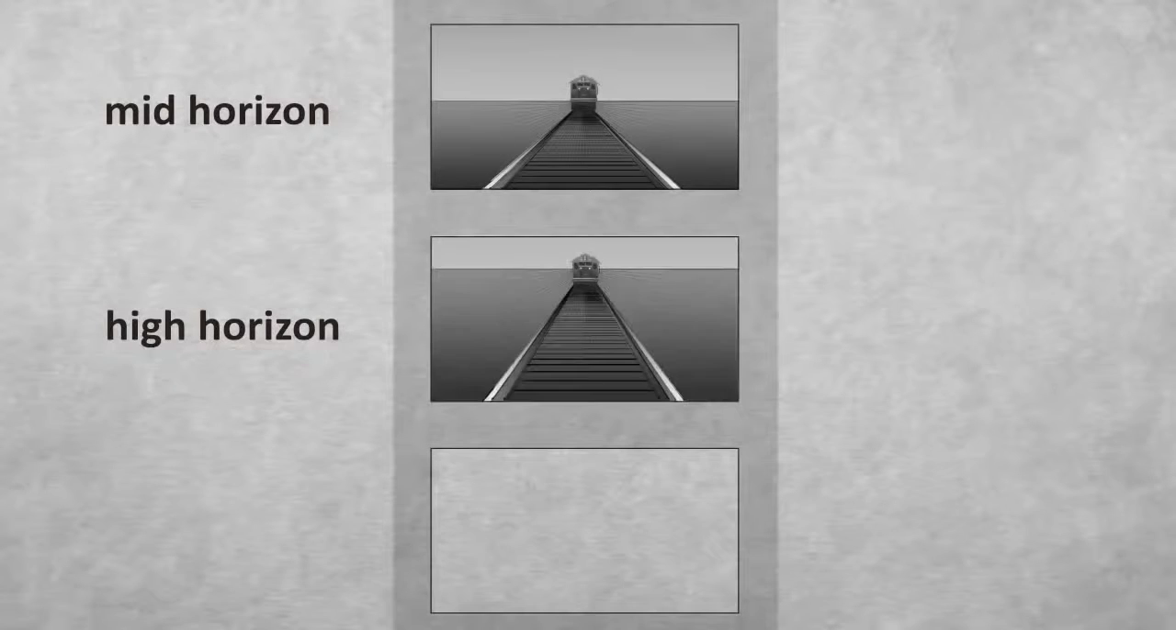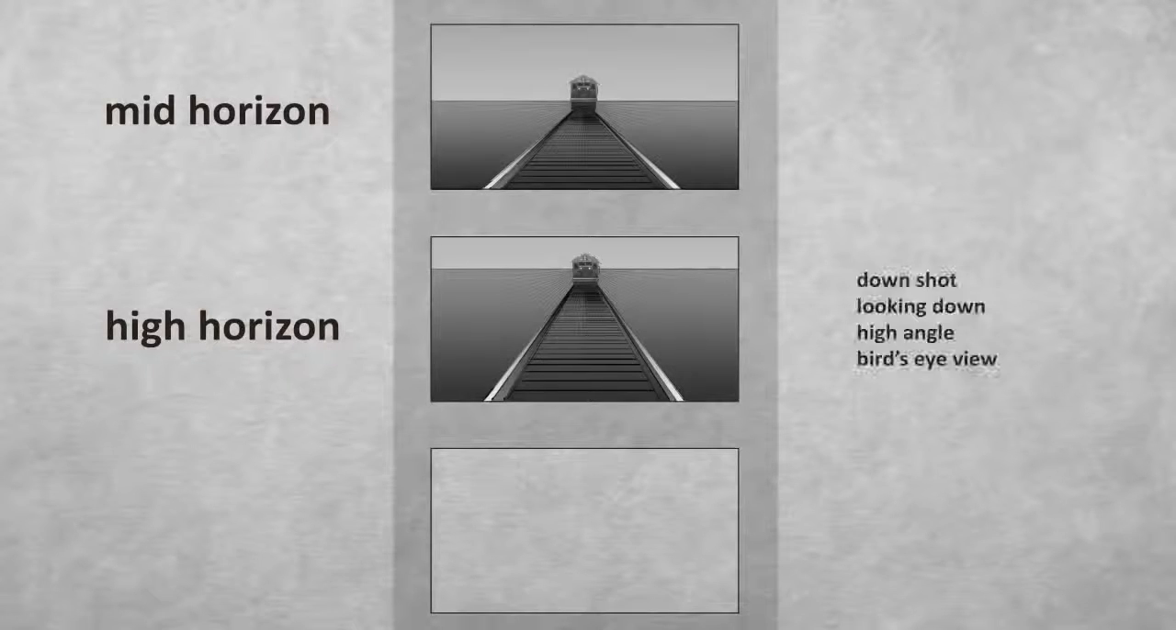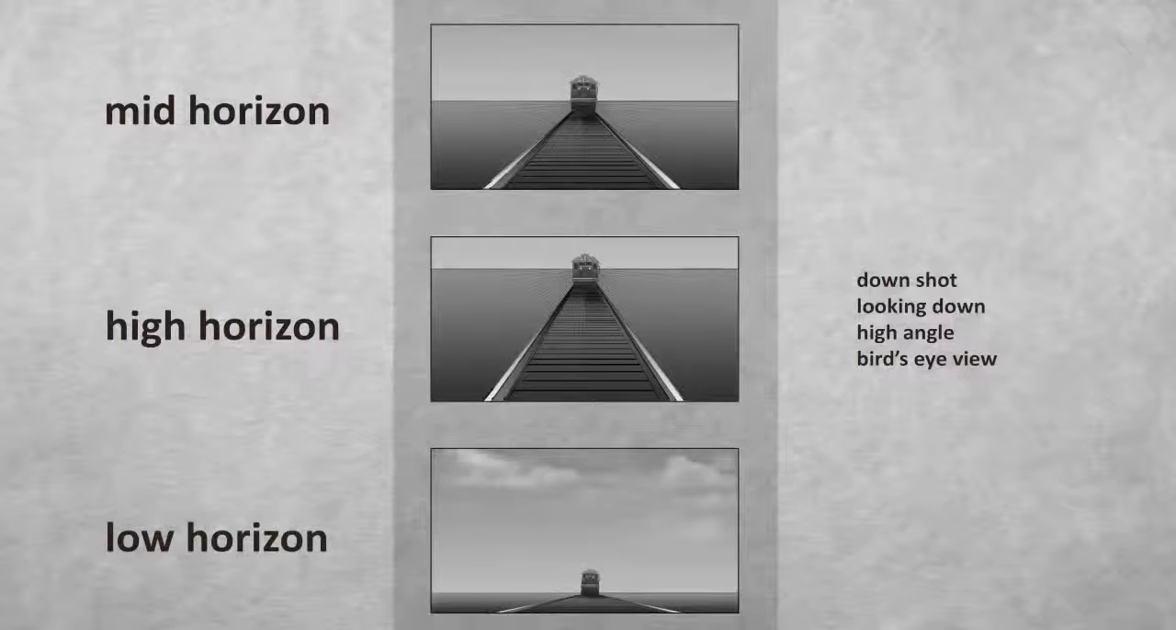And now here we have a high horizon. With a high horizon, of course, the horizon is higher up on the page. This is also called a down shot because we're looking down, or it can be called a high angle shot. And if you go high enough with the horizon, it's going to get you into a bird's eye view, usually with the horizon off the page. Now here we have a low horizon image, and this is also called an upshot because we're looking up. It's also called a low angle shot or a worm's eye view.